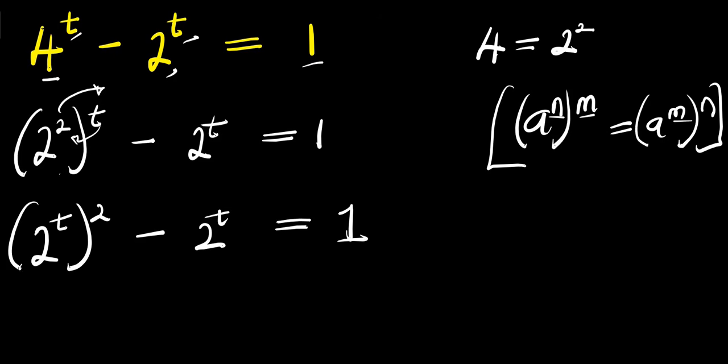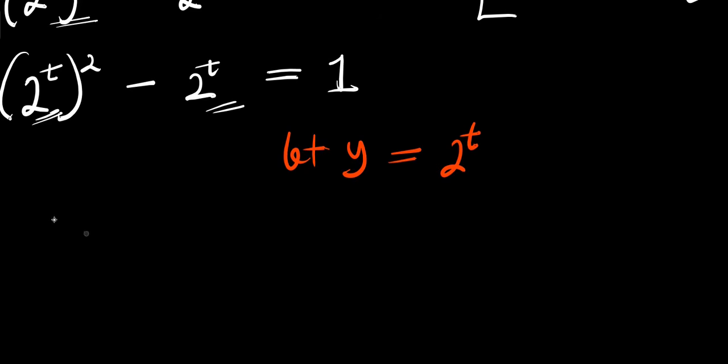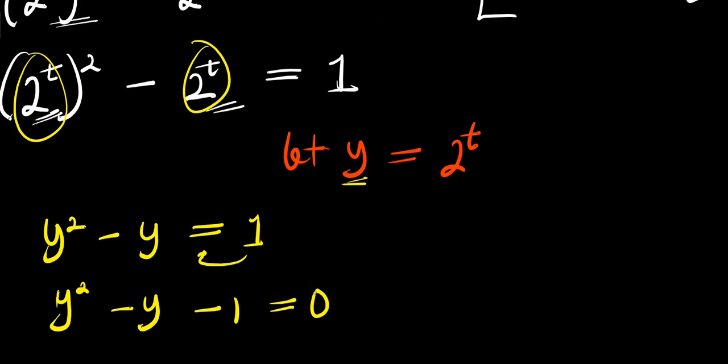The essence of doing this is because you want to equate this 2 power t and 2 power t to a variable. So you can say let y equals 2 power t. If that is the case, you are going to have y power 2 minus y, because this 2 power t is y. There's another 2 power t again, which is y, and this equals 1. From here, I can have y power 2 minus y, and move this one over here, it becomes minus 1, and this equals 0.